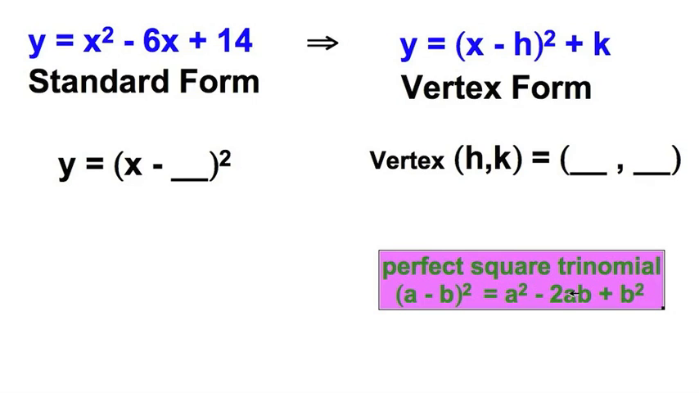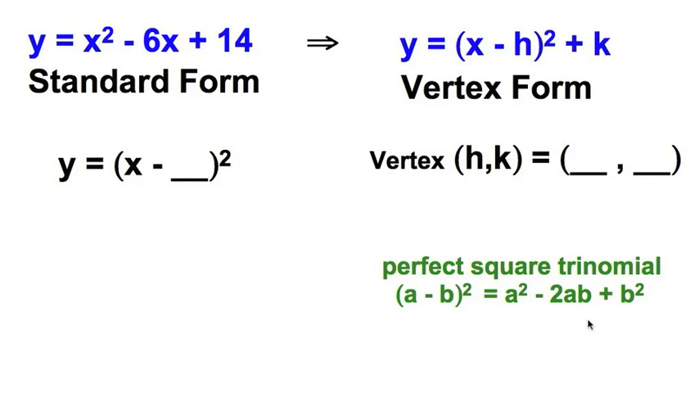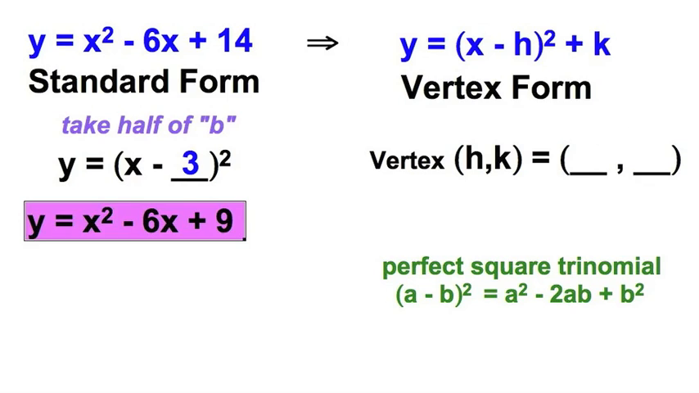We recognize in the perfect square trinomial that the middle term is twice the product of the two terms. Let's just undo this. Let's take that b term, the -6, and take half of it. That would be, of course, -3. So I've now got (x - 3) quantity squared. We'll expand this into a perfect square trinomial, and we have x squared minus 6x plus 9.